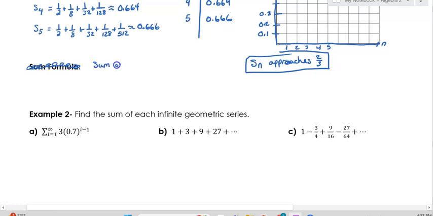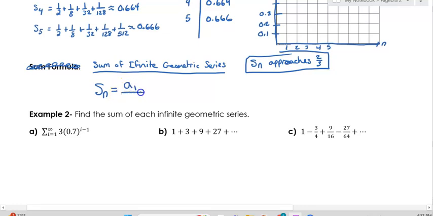So I'm going to put sum of an infinite geometric series. So this works when it's geometric, you're adding, and it's going to infinity. Now, there is kind of a limitation on it that I'm going to show you. So you take the first term, divide it by 1 minus r, which is the common ratio. Now, this only works if the positive r value is less than 1, okay? If the positive r value is greater than or equal to 1, then what that means is the sum does not exist.